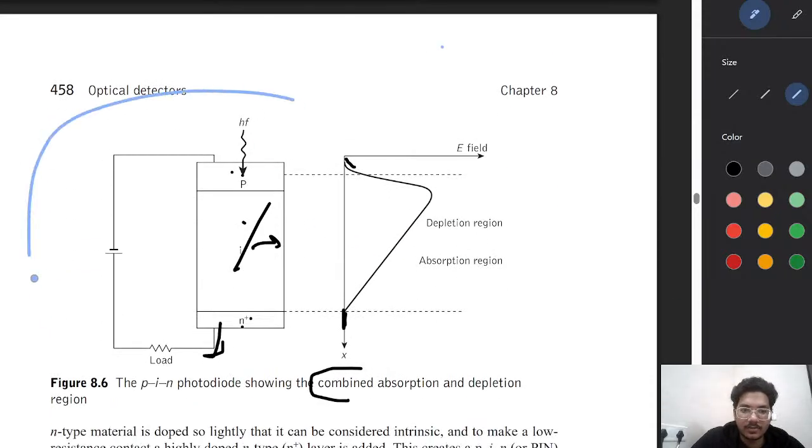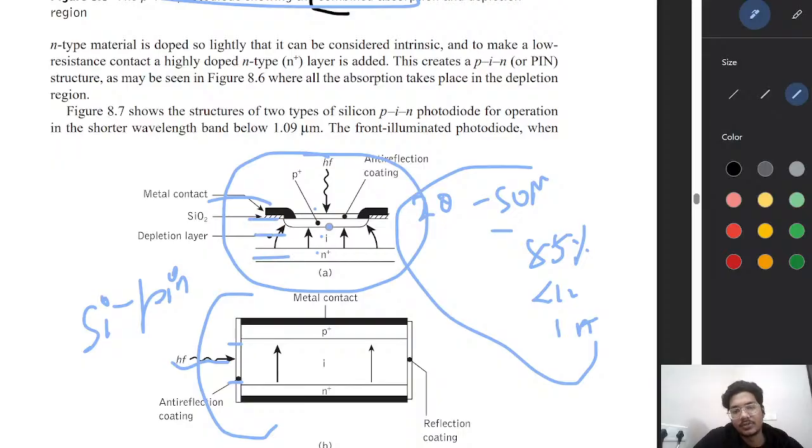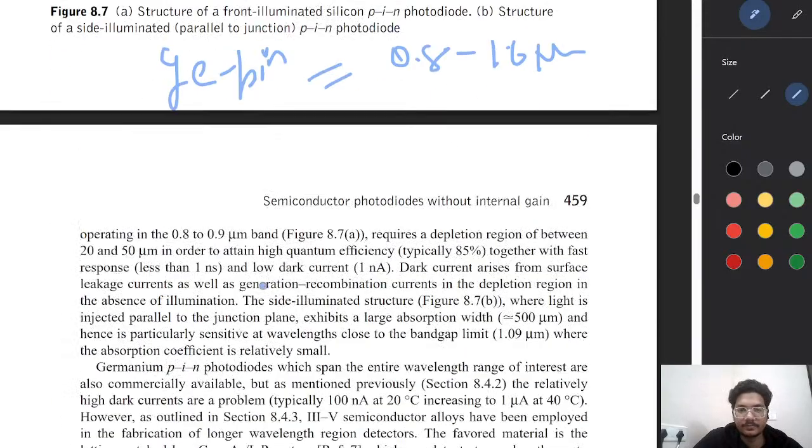We see the structure of the PIN diode and the distribution of the electric field. Then we see the silicon based PIN diode. Metal contact, silicon, depletion region, and the N region. This is the lightly doped region. This is the highly doped region. This is a top view. This is a side view.